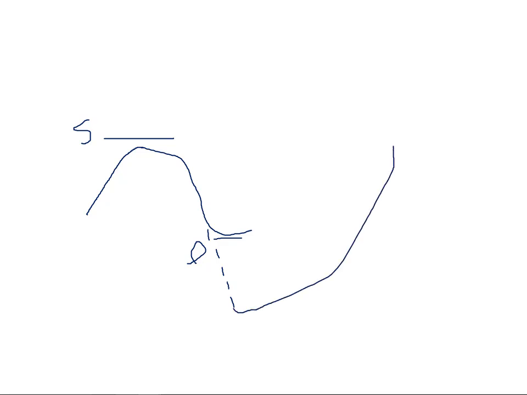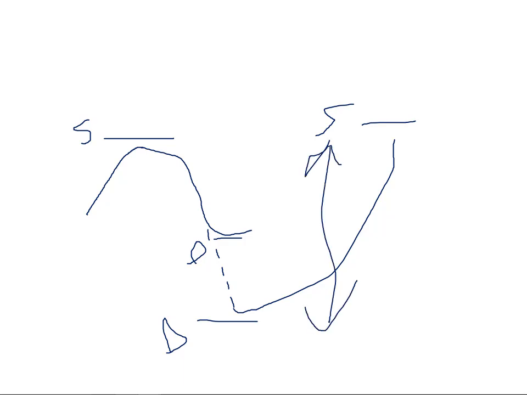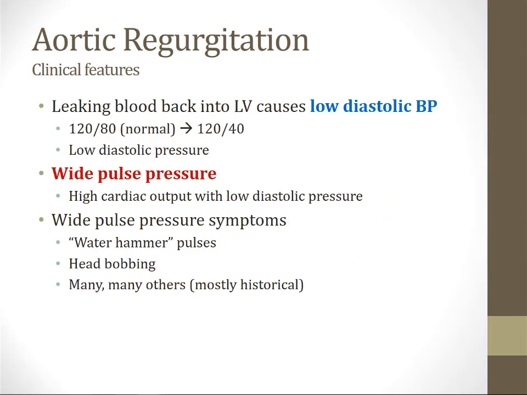So these patients tend to have a very low diastolic blood pressure, and this gives them a very high pulse pressure, the difference between the systolic pressure and the diastolic pressure. It gets very large in aortic regurgitation. This is a classic cause of a large or widened pulse pressure. So I've summarized these points on this slide.